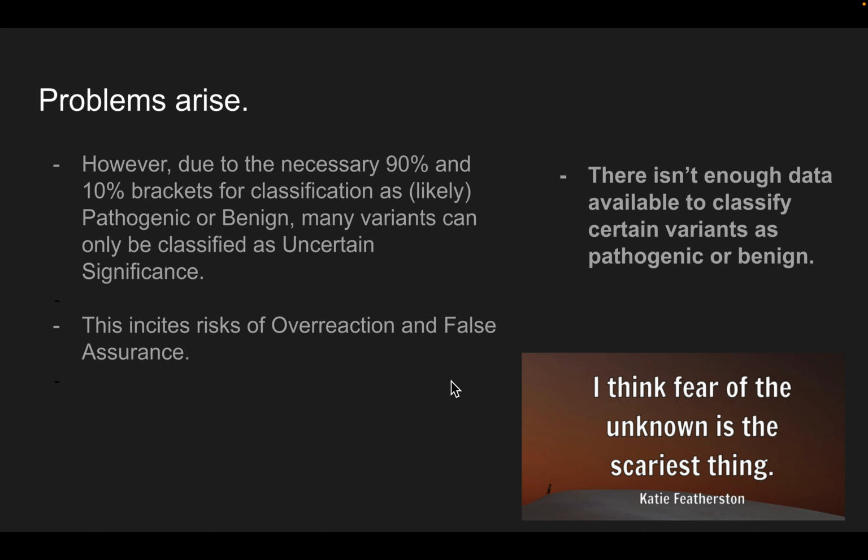There is a problem with this though, with in vivo data, because you can't get a lot of it, nor can you get it easily. So due to the necessary 90% and 10% brackets for classification as likely pathogenic or benign, many variants can only be classified as uncertain significance. And with uncertain significance, you don't really know what that is. You can guess, but you're not sure. And this can cause overreaction and false assurance in the clinical field, which is bad. The problem is that we don't have enough data to classify certain variants as pathogenic or benign, basically.